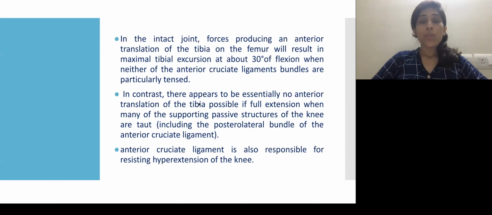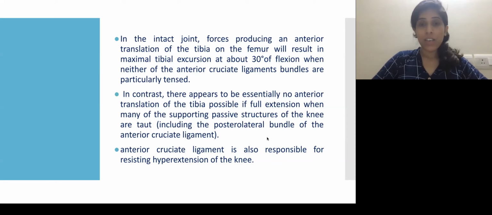In the intact joint, the forces producing an anterior translation of the tibia on the femur will result in a maximum tibial excursion at about 30 degrees of flexion, when neither the anterior medial nor the posterior lateral bundles are tensed. So the maximum chances for anterior translation of the tibia are at 30 degrees of knee flexion, because here neither bundle is tensed.